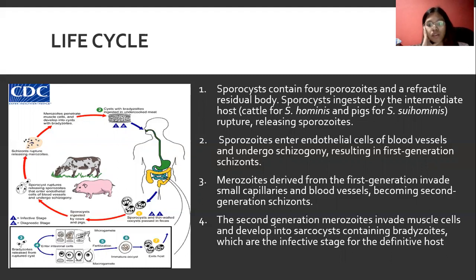So, the sporozoites enter the endothelial cells of blood vessels and undergo schizogony, resulting in the first generation schizonts. So these merozoites derived from the first generation invade the small capillaries and blood vessels, becoming the second generation schizonts. And the second generation merozoites invade muscle cells and develop into sarcocysts containing bradyzoites, which are the infective stage for the definitive host.